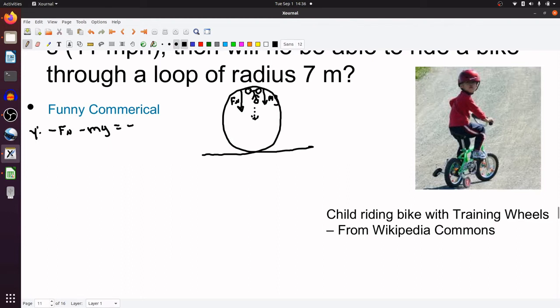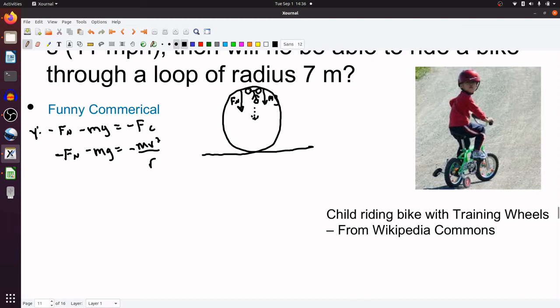equals a negative Fc, or negative Fn minus mg equals negative mv squared over r. So, we don't have the mass. No, we don't. We do have the radius. We're looking for velocity. So, you're thinking to yourself, what is the normal force?